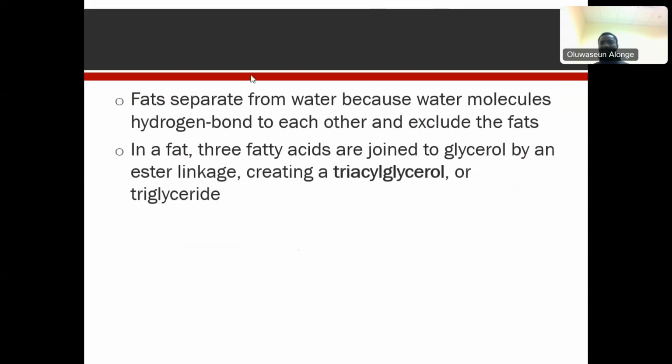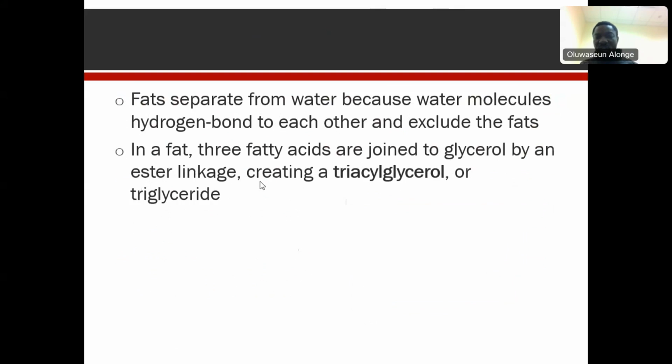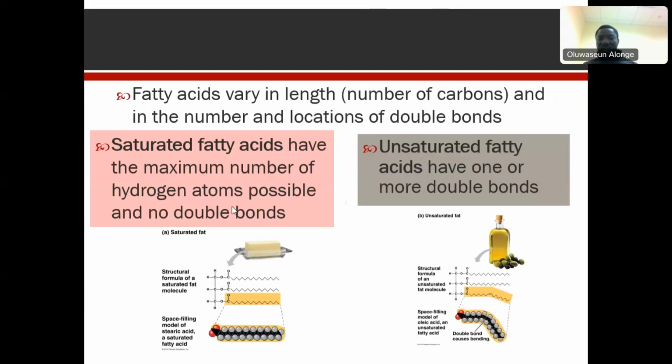Now, fats are separate from water because water molecules hydrogen bond to each other and exclude the fat. I told you about that already. It's because one is polar, whereas this is non-polar. In a fat, 3 fatty acids are joined to glycerol by an ester linkage. So the name of the bond is called ester linkage, or you could see it called glycosidic bond, depending on the resource you are looking at. So it creates what we call triacylglycerol or triglyceride.